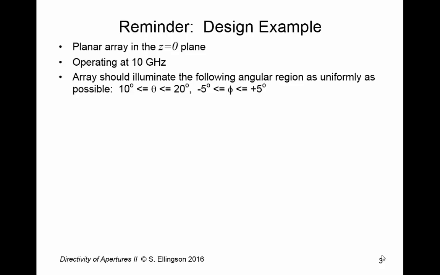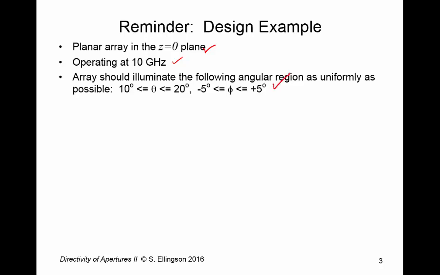Okay, so here's a reminder about the design example. It was a planar array in the z equals 0 plane, so the aperture was in the xy plane. Operating at 10 gigahertz, I specified that frequency for two reasons. One is so that I could show physical dimensions, in other words, meters in the aperture plane as opposed to just wavelengths. And also because 10 gigahertz, that is X-band, is a fairly common frequency for doing this kind of work. So just to add a little bit of realism to this.